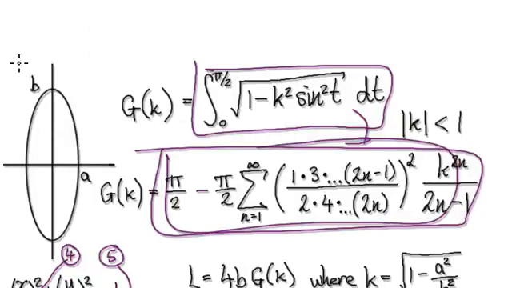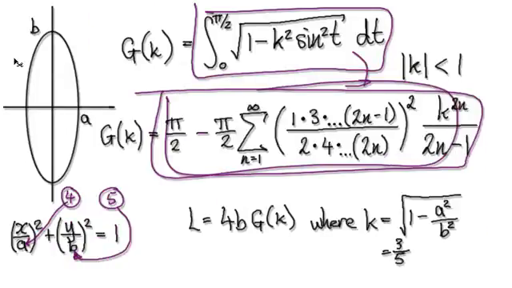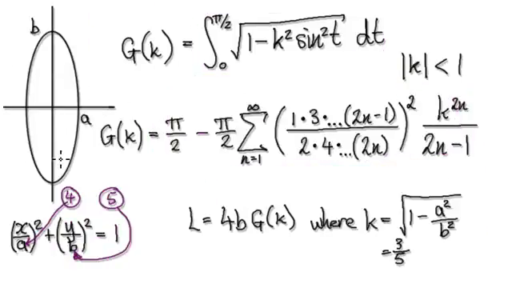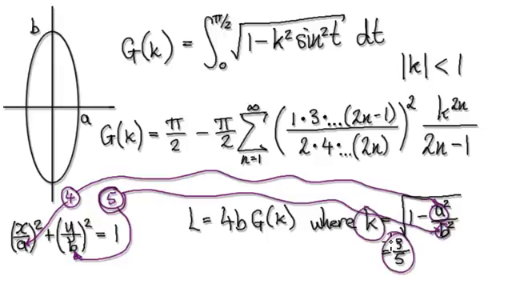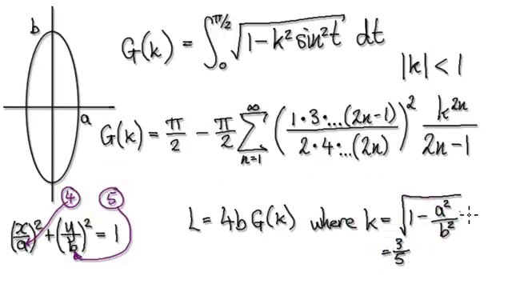Now let me give you an example. Let's say we've got an ellipse where A is 4 and B is 5. If we put 4 into here, and then put 5 into the B here, then k would be 3 over 5. Think about it. k will be 3 over 5.